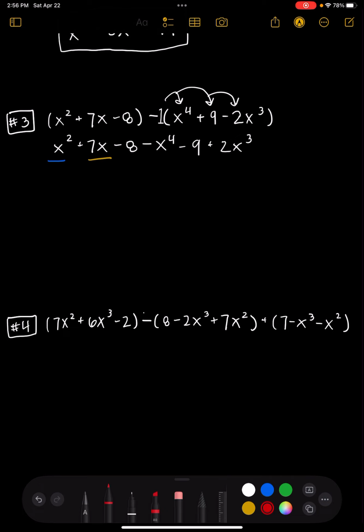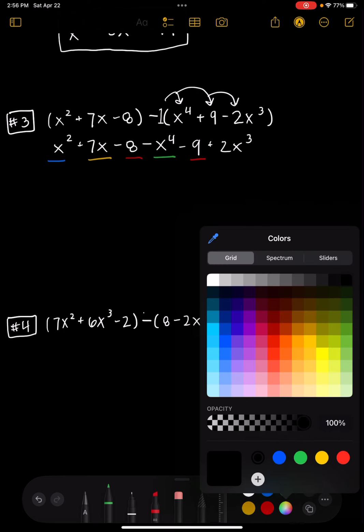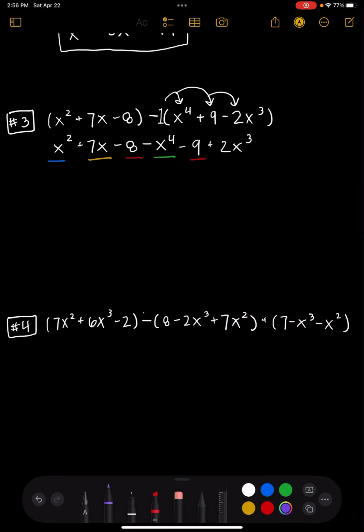And then we have something without the x, so -8, but there's also a -9. So those ones do have like terms. And then we have an x⁴, which doesn't have anything. And then we have a 2x cubed. So that's the only x cubed on there, so we just underline it once.